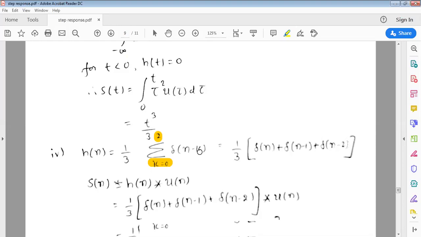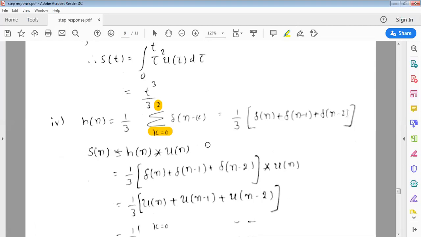Delta of n minus 1, plus give k equal to 2, that will become delta of n minus 2. So h of n is equal to 1 by 3 into delta of n plus delta of n minus 1 plus delta of n minus 2. S of n equal to h of n convolved with u of n. So write delta of n plus delta of n minus 1 plus delta of n minus 2 whole divided by 3 into u of n.